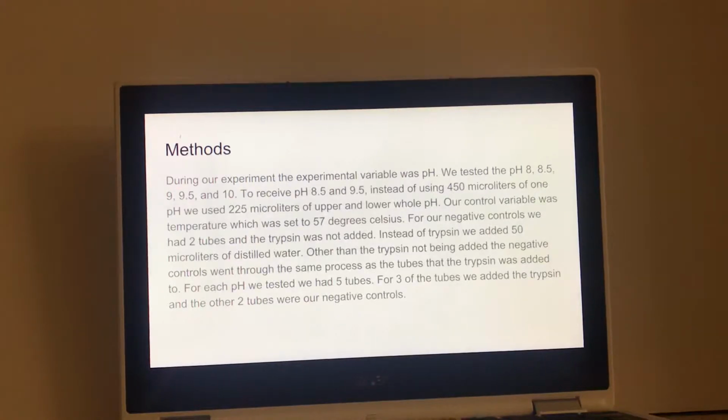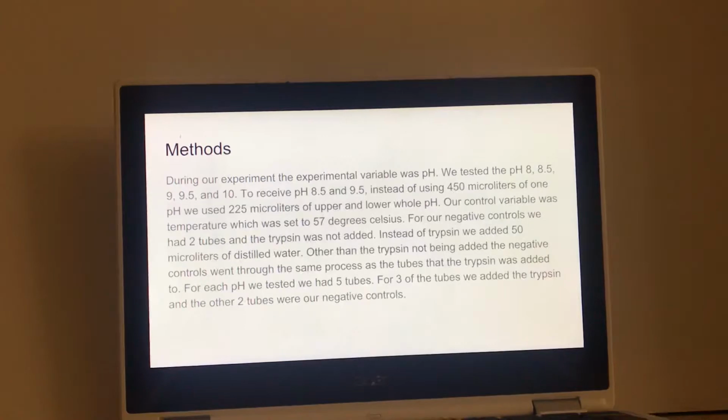Right after the 20 minutes of incubation, we added 500 microliters of TCA. The reason we use TCA is because it helps stop the reaction in which trypsin is breaking down azocasein. TCA stops trypsin from breaking down azocasein. That is the role of TCA.